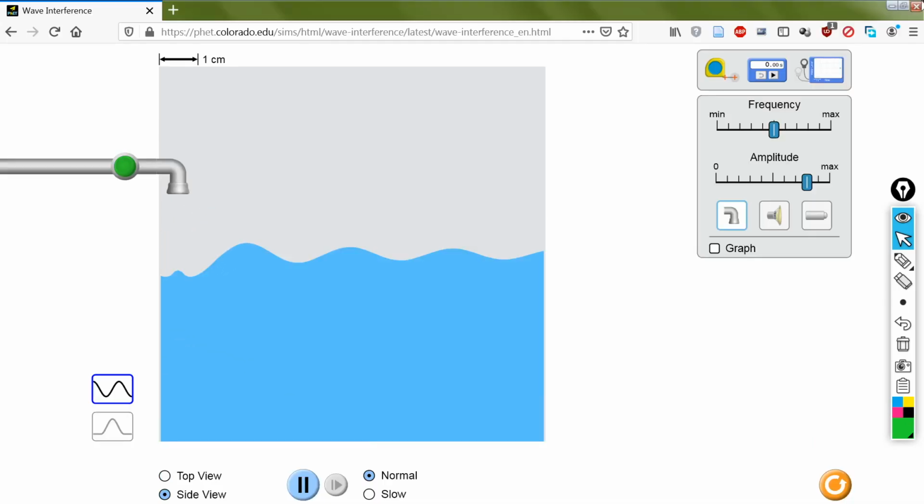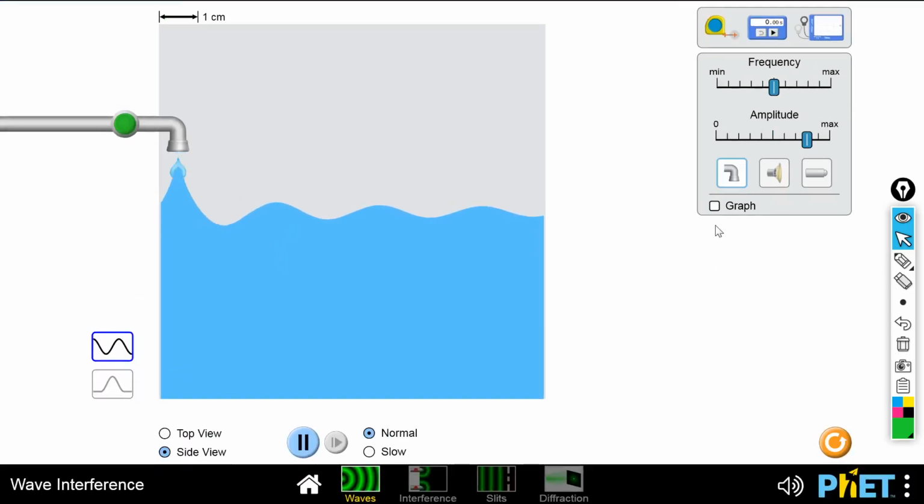Now up over here are controls that allow us to change the rate at which the drips are coming out of the faucet. We call that frequency. If I bump it up to the max and watch, you can see that the drips come out faster. And if I drop down there, they come out slower. And we can change how much energy is associated with each drip, i.e. the amplitude. So if I drop it down to there, the waves get smaller. Up over the max, they get max.